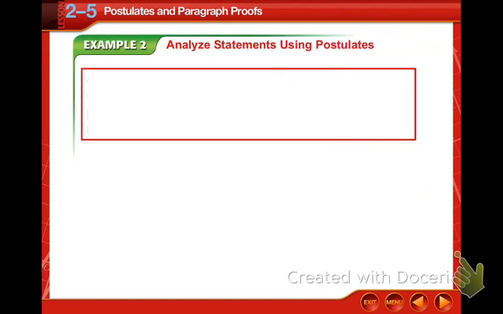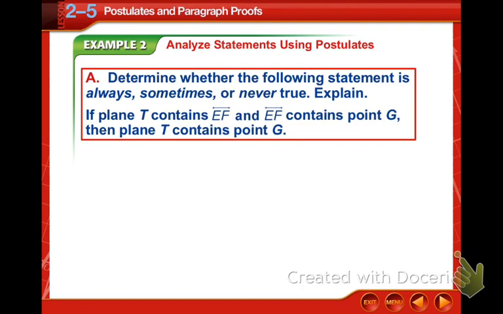Now our next problems are going to be a little bit different. They're actually going to say we need to determine if the following statement is always, sometimes, or never true. Really, just always or never. We're never going to have a sometimes, because it's either true or false in these situations.